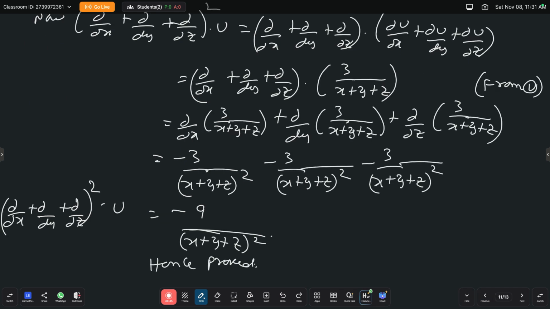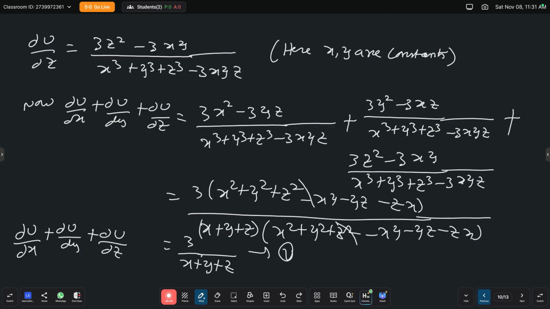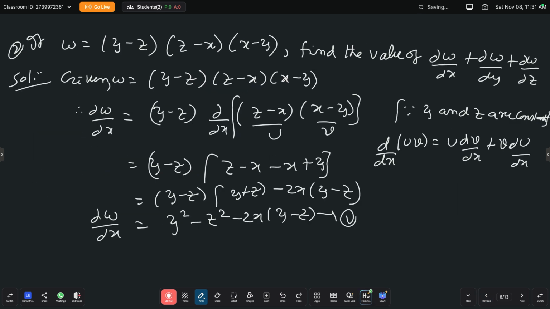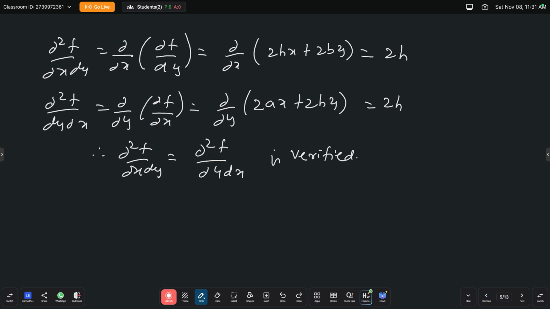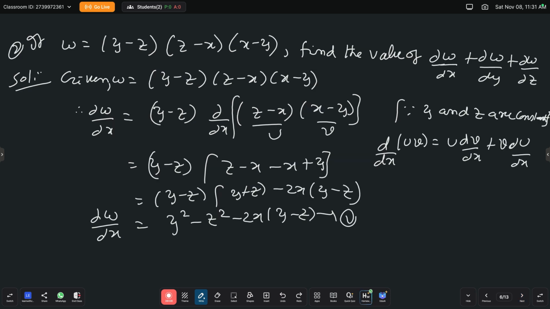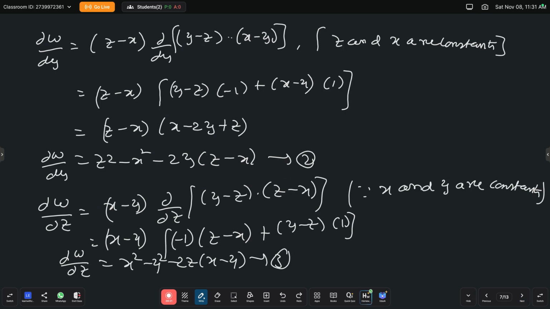So the first problem is to find the first and second order partial derivatives, and also the second order derivatives ∂²f/∂x∂y and ∂²f/∂y∂x, and verify both are the same. Second one, if w is a function of y-z, z-x, x-y, we can find the value ∂u/∂x + ∂u/∂y + ∂u/∂z. Now we can get the result as 0.